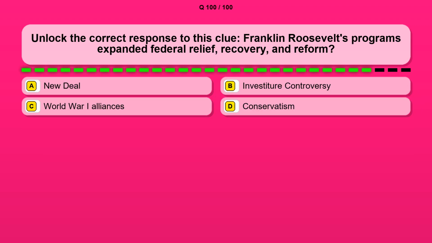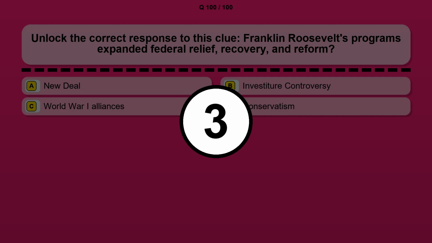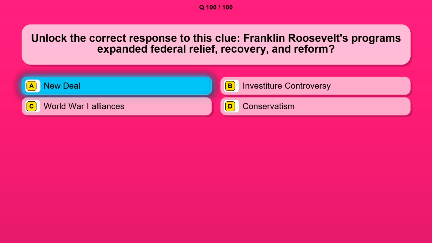Question 100. Unlock the correct response to this clue. Franklin Roosevelt's programs expanded federal relief, recovery, and reform. Option A, New Deal. Option B, investiture controversy. Option C, World War I alliances. Option D, conservatism. The correct answer is option A, New Deal.